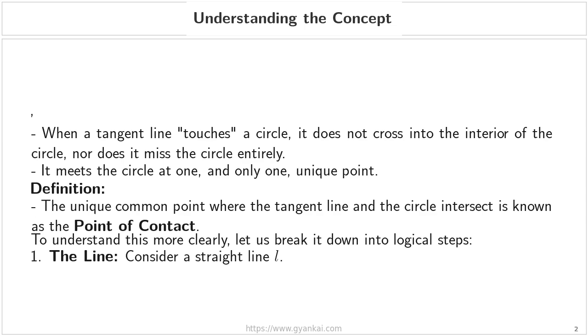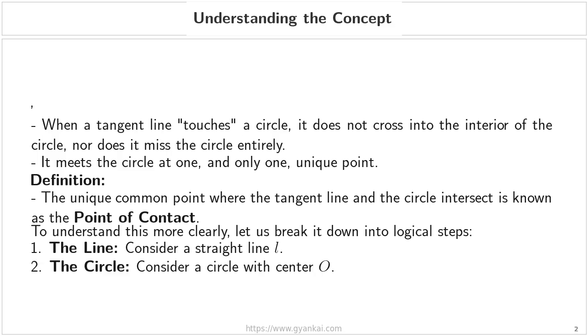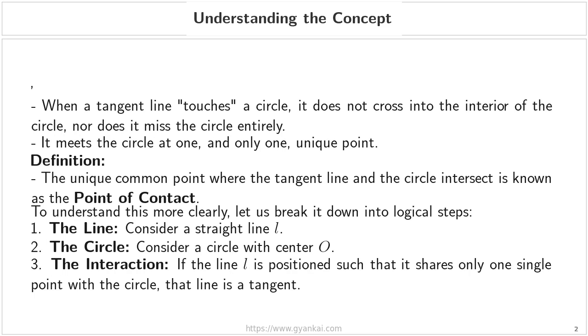Let's call this line L. Second, we have the circle, a circle with its center labeled as O. Third, we look at the interaction. If we position our line, L, in such a way that it shares only one single point with the circle, then we can officially classify that line as a tangent.